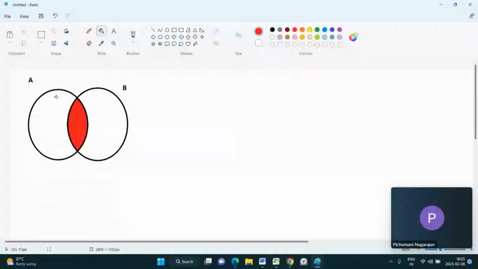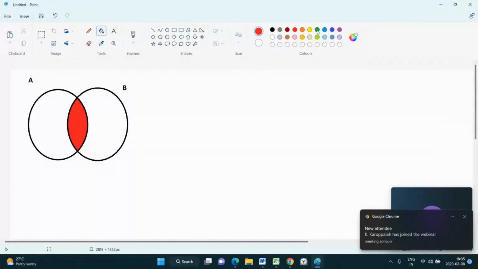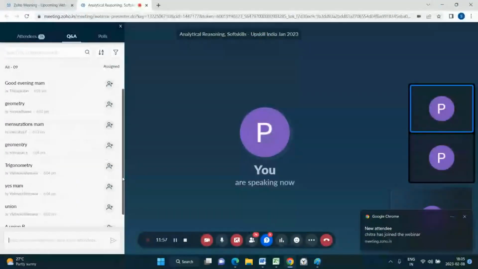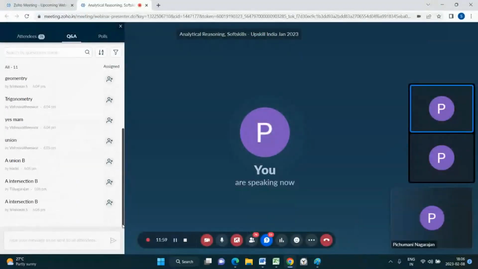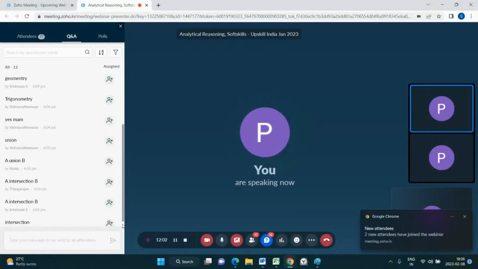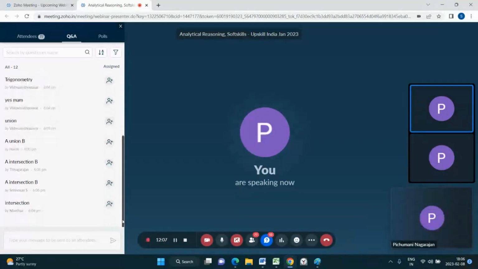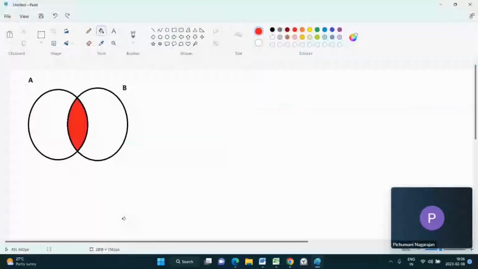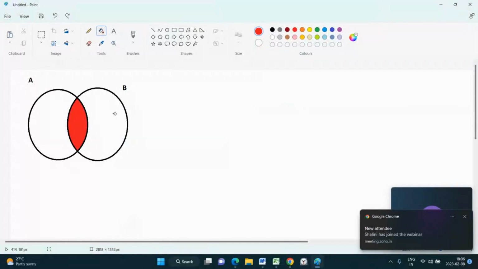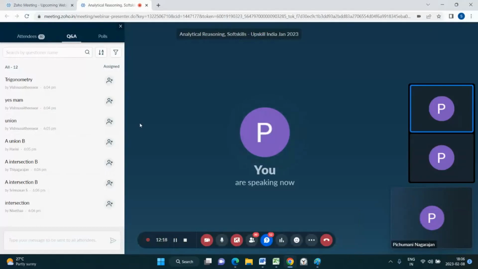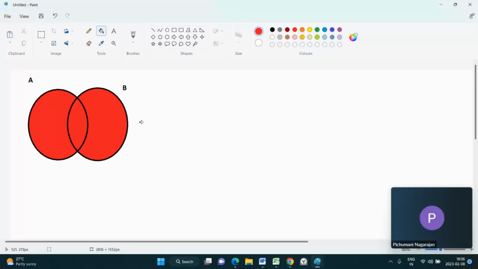Union. Union is all together union. If I remove this, what is this? A union B, A intersection B. Excellent. Very good. Srinivasan, excellent. And Tyagarajan, very good. It is Niveda. You are right. And if I have to have A union B, this is what Harini and others are saying. Harini is saying it's a union. Vishnu Vaidheeswaran is saying it is union. So union is together.